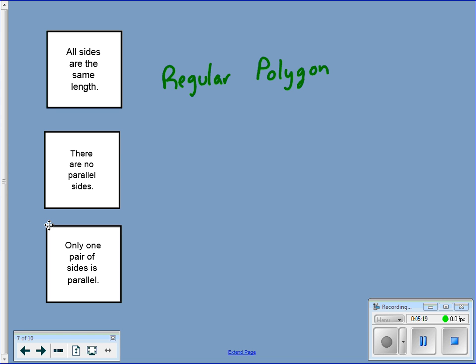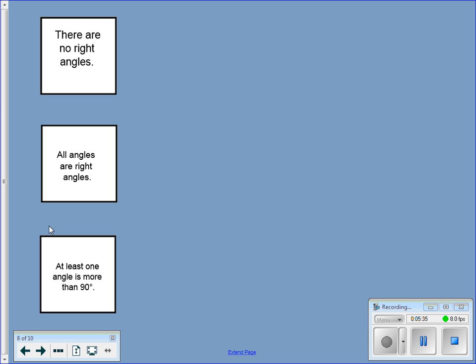Next, there are no parallel sides. The next one says only one pair of sides is parallel. The keyword there is only one pair of sides. If there are two pairs of sides that are parallel, you cannot capture that polygon because it does not meet the requirements. Next, there are no right angles. Remember, a right angle is an angle that forms 90 degrees. All angles are right angles. A pretty easy example of that would be a square or a rectangle.